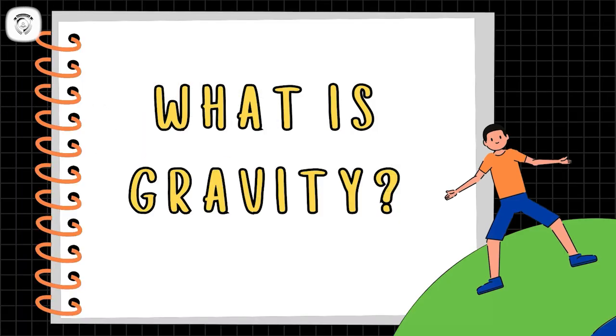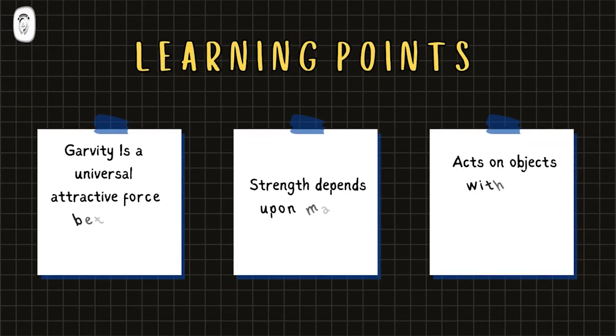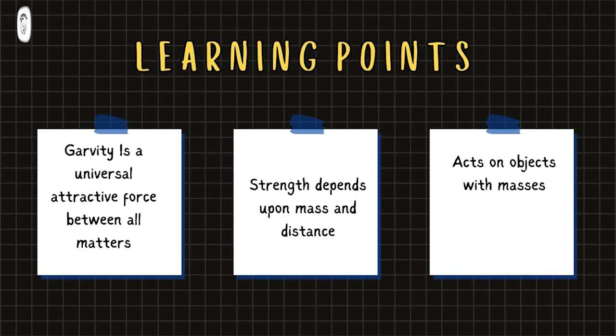Let's talk about gravity. There are a few learning points about gravity. Remember, gravity is a universal attractive force between all matter. The strength of this force depends on the mass and the distance. Also, it only acts on objects with masses.